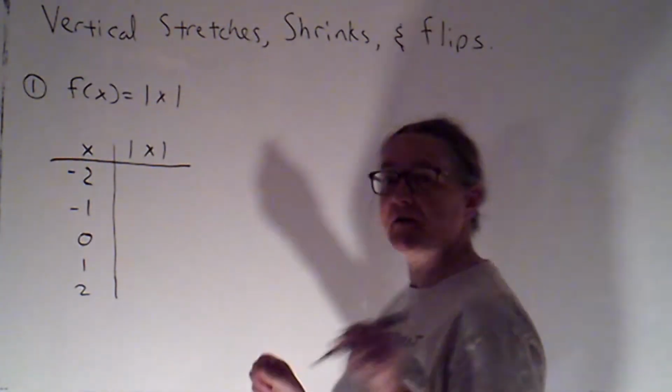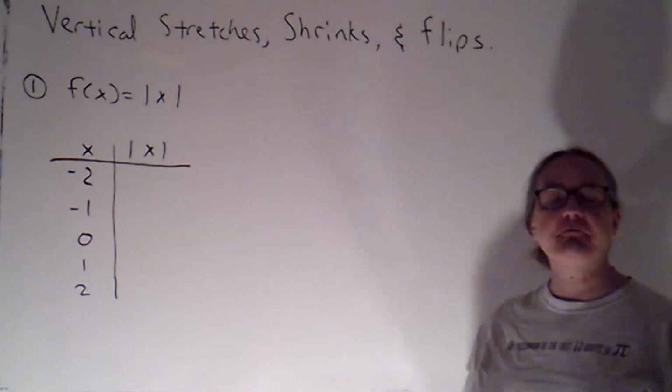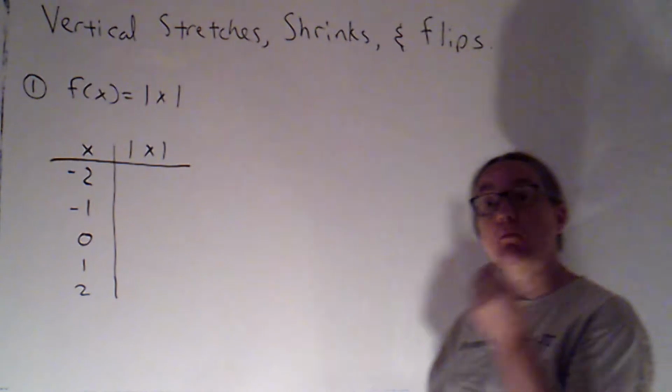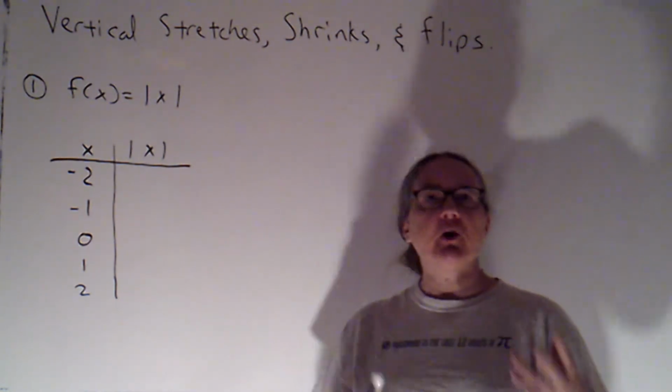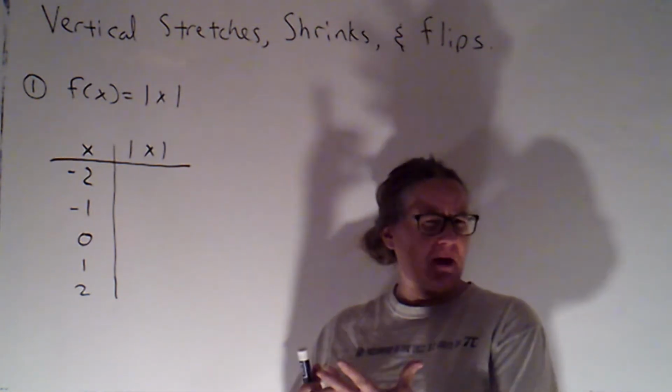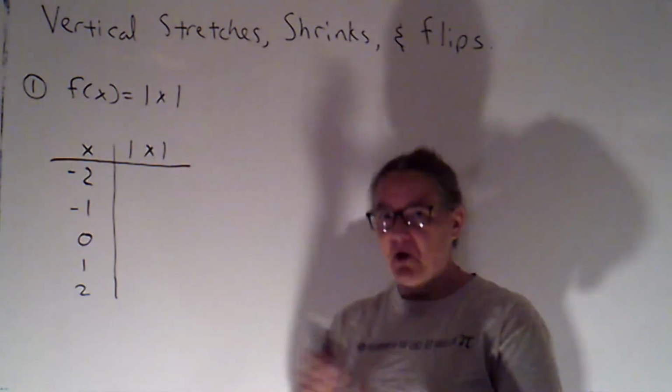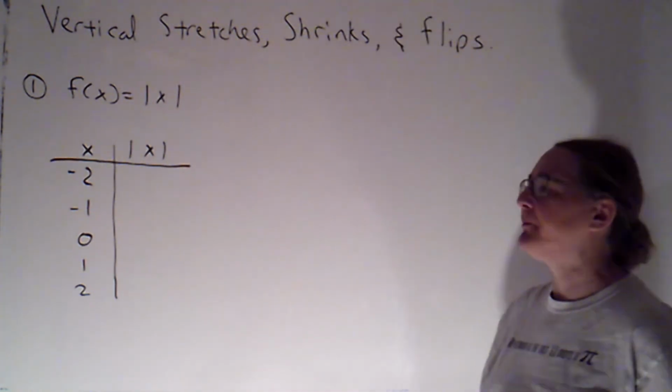So far, we've taken a look at what happens if we add or subtract a number to the formula for a parent function. Now we're going to switch our focus to what happens if we multiply by a number. Multiplying by a fraction, like multiplying by 1/2, is the same as dividing by 2. So we're essentially covering multiplying and dividing by a number.